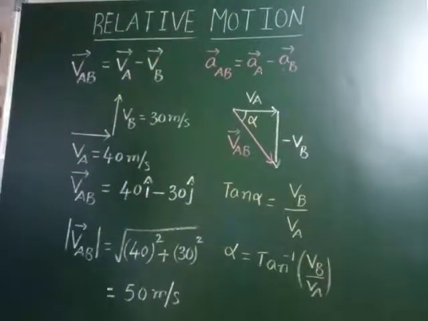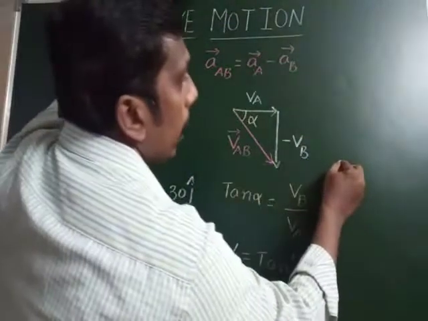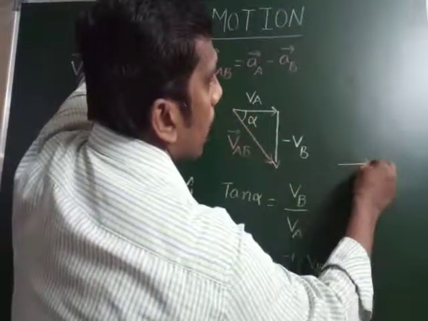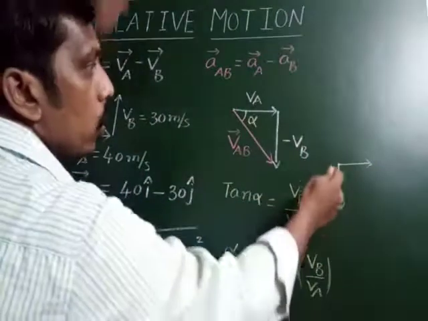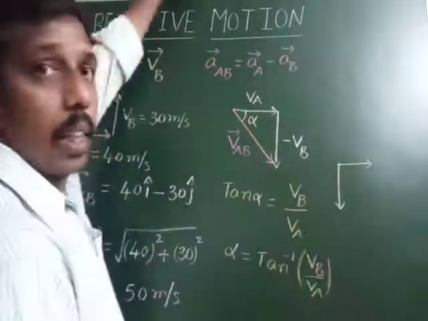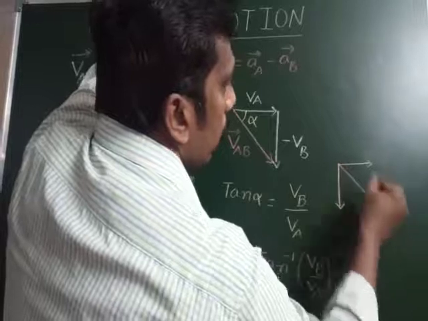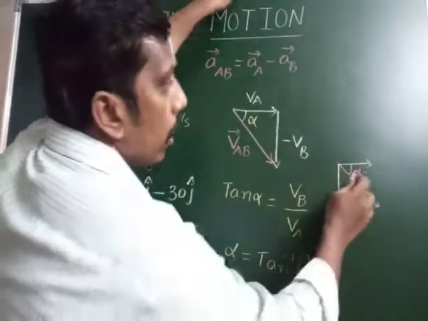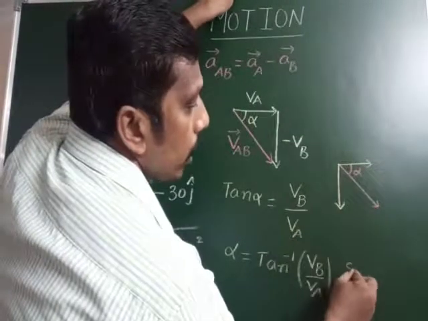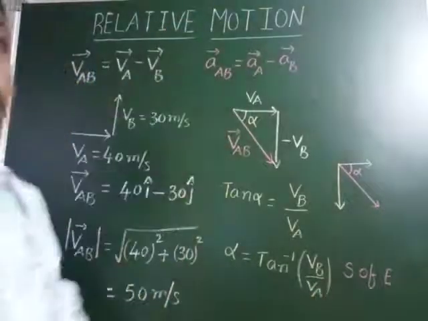But sometimes they are asking for the direction, like northeast. Suppose here, if you observe, the resultant of VAB is in the direction of, okay, VB is acting like this, VA is in this direction, and the resultant vector is in this direction. Here the resultant vector is making an angle alpha with east. So this angle alpha is measured from east, that's why I call it south of east. This angle alpha is south of east.